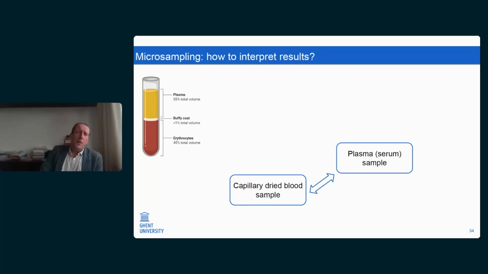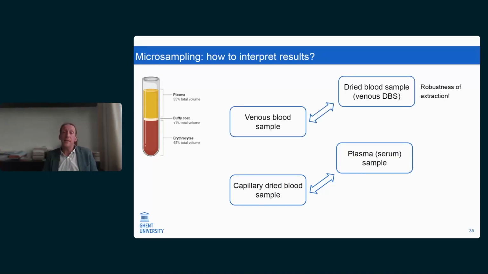If you look into literature, then quite often we see that a capillary dry blood sample is compared with a plasma sample, and then a correlation is made, and then people say, okay, we're happy, we find a correlation. But it would be strange if you wouldn't find a correlation between, for instance, a dried blood finger prick sample and a plasma or serum sample that corresponds with that. Obviously, you expect a correlation. The question is, can we really translate the result from this dried blood microsample to a serum sample? And that requires quite some more analysis.